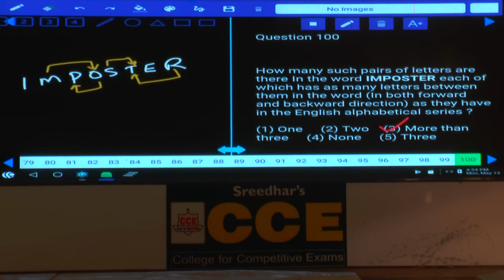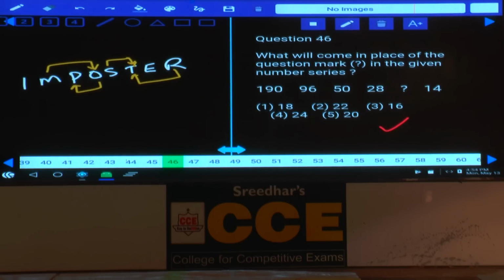Done? Now this is about paper number 674, question number 66 to 100. Yes, anything left over in this one? Now number series 46 to 50.